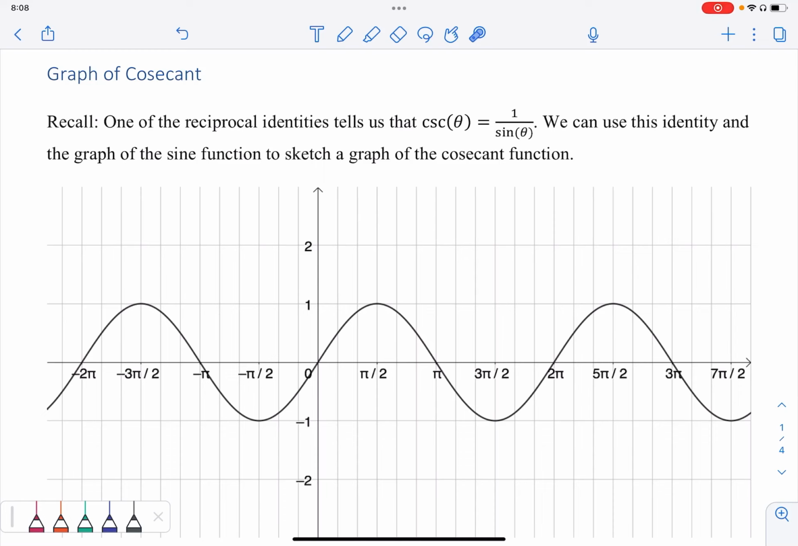Let's try to make a graph of cosecant based on what we know. So we know that cosecant of theta is equal to 1 over sine of theta. And I also know what the sine function looks like, and I have it graphed here below. So how can I figure out what the cosecant function looks like just based on that?